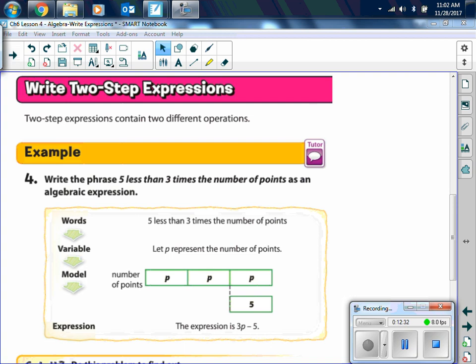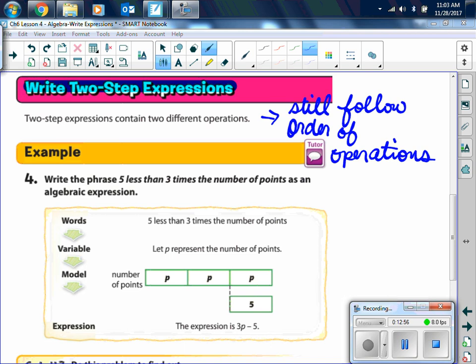Now, here is writing two-step expressions. Okay, two-step expressions. This is where it gets just a little more challenging. Two-step expressions contain two different operations. And when we're writing our expressions for two-step expressions, we are still following our order of operations. Okay?